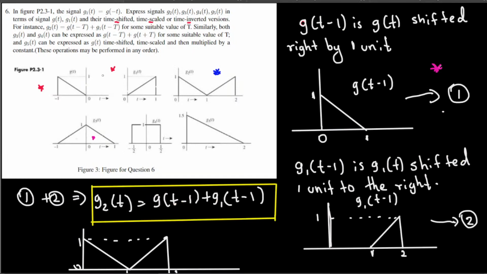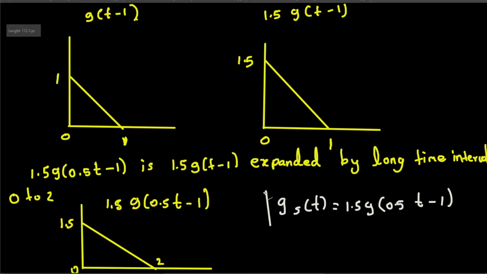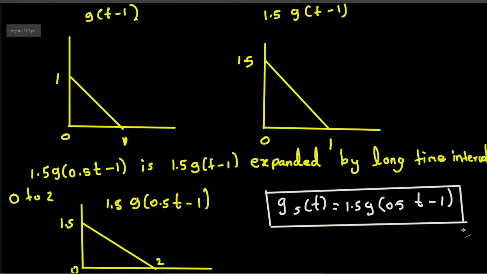And for this graph we don't have to add anything, because this is just one graph. If we do the amplitude scaling and time scaling, it's going to bring the graph we needed, so we don't have to add anything. So the answer for g5 of t is basically this expression, 1.5 g of 0.5 t minus 1. And that's our answer for this part, g5. And that's it for this video.